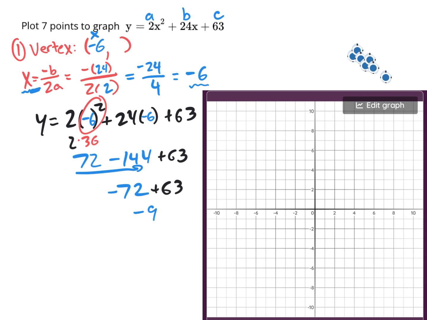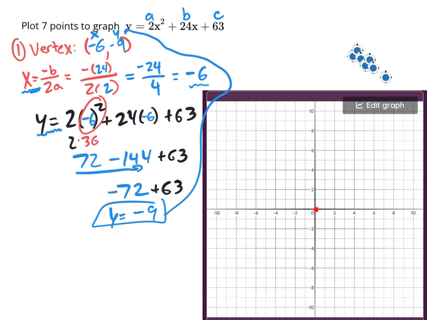So what did we just find here? We found out that y equals negative 9. That is the y value of the vertex. So that negative 9 is going to go right into the y value of the vertex. So there's our vertex: negative 6, negative 9.